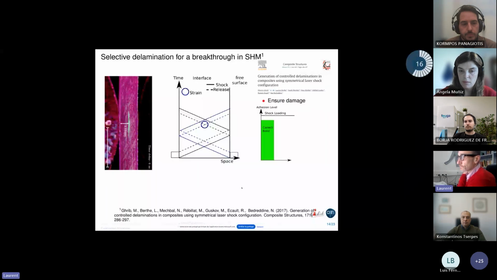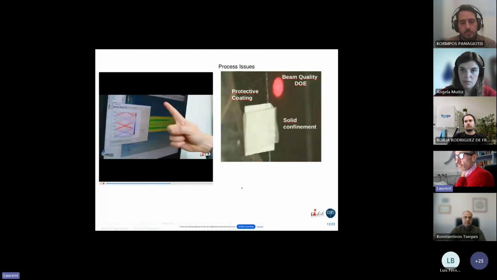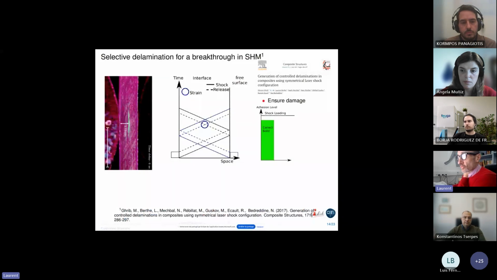So, this is a well-known example. I think for us the first example, the first publication on this processing, was done in 2017. We tried to demonstrate that we can damage the materials inside the materials where we want. On the left, these are the pictures. In green, we can see the delaminations. This is for the configuration in the middle of the samples.